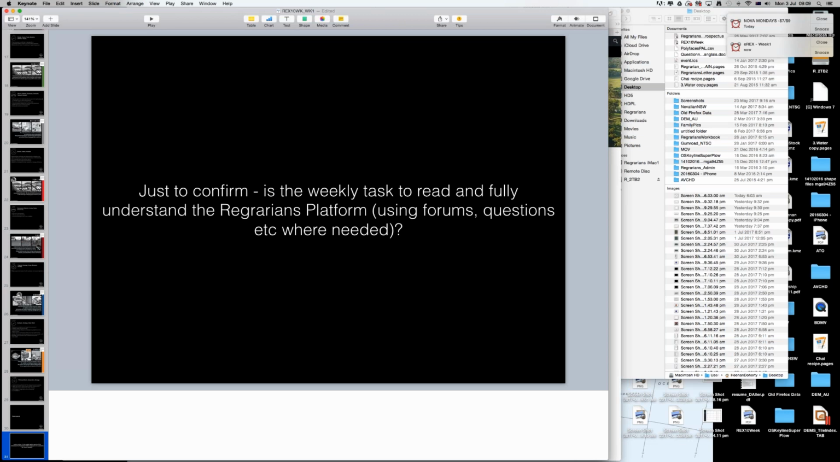Just to confirm, is the weekly task to read and fully understand the Regrarians platform? Yeah, that's from Dan Cordner. Thank you, Dan. Yeah, just read through it, understand it, talk about it. This goes back to what Rebecca said, let's just have a conversation about the Regrarians platform and how it fits for you, and what do you think? How will it work for you? And so on.